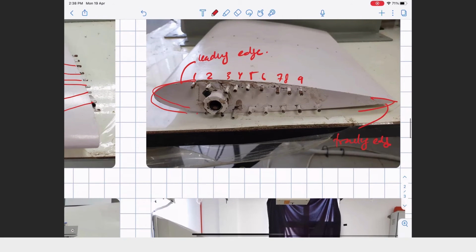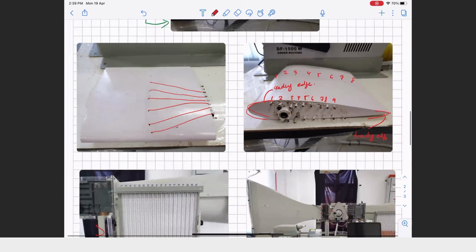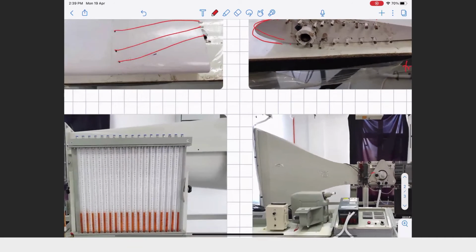Okay, so number 1 is actually close to the leading edge. So number 2, as the number increases, you are actually going further and further towards the trailing edge. Right? And this tube is what you connect to the manometer.